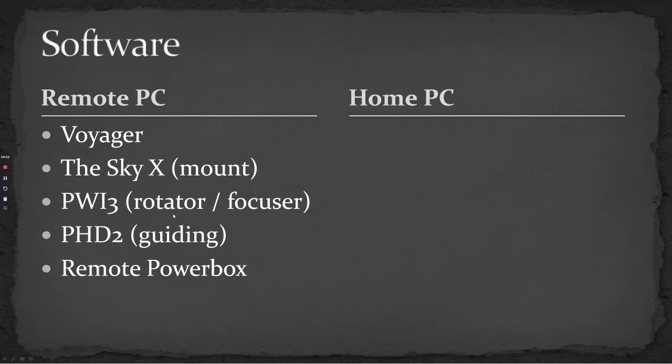Voyager is also telling PWI-3, this is the PlaneWave interface, that manages the rotator and the focuser. So the rotator will rotate the camera to get the correct angle of view. And then the focuser obviously focuses the camera. Currently I'm using PHD2 for guiding. I've gone back and forth between PHD2 and the SkyX, which is also pretty robust for guiding. And then I also have a Pegasus power box that controls a lot of the 12 volt devices. And so I have the remote power box software also on the remote PC.